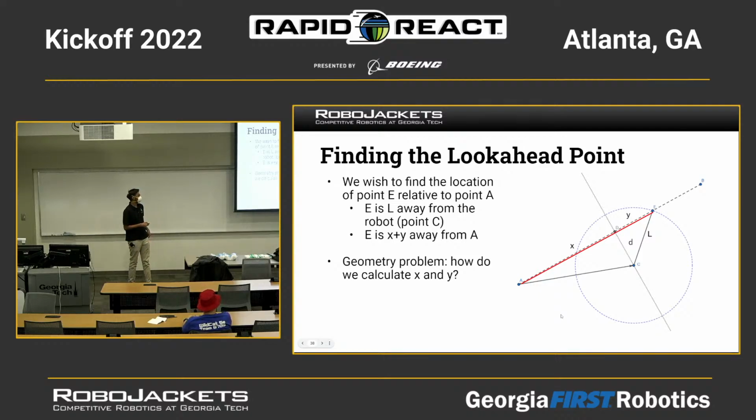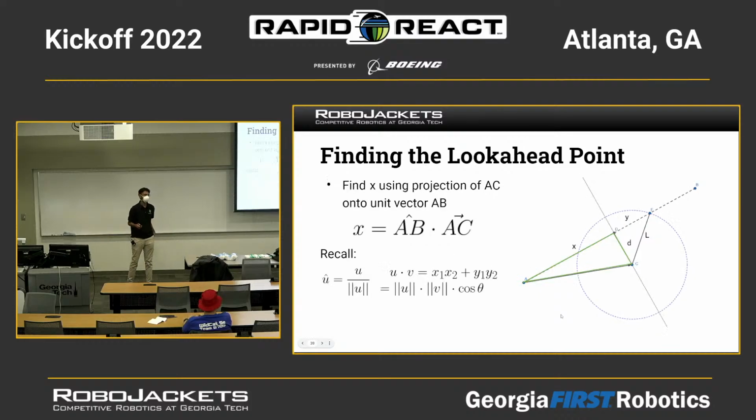This diagram should be ringing some bells, because it reminds us of one of the things that we did with vectors at the very beginning of this presentation. And that thing is a scalar projection. If you remember, the scalar projection comes from the dot product.